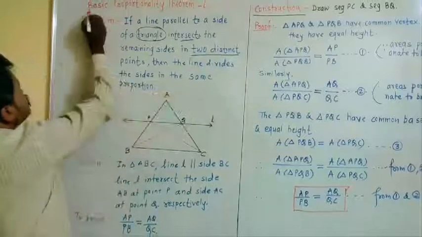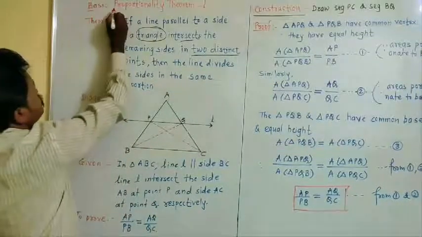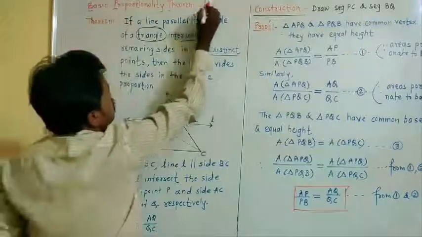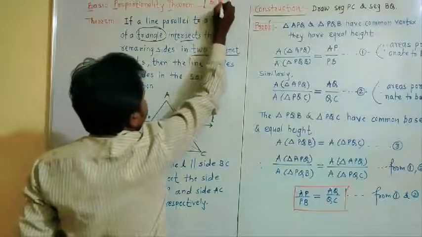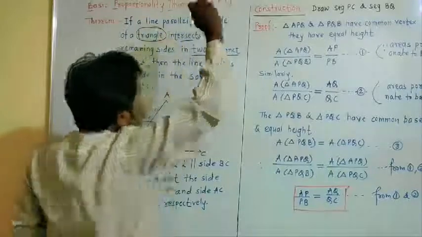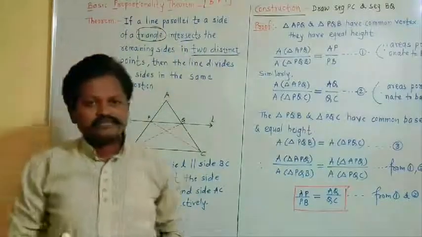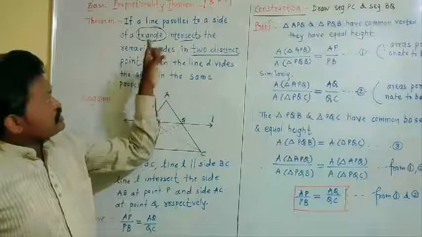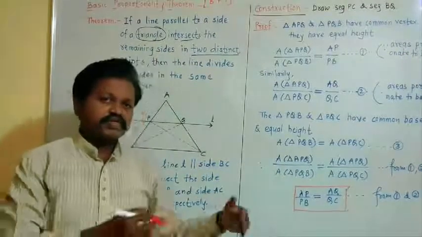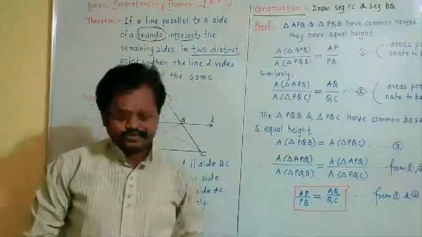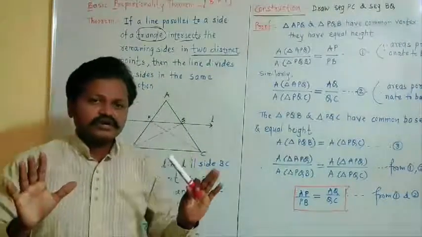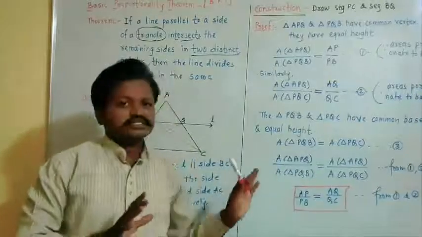You write in short here: basic B, proportionality P, and theorem T. So BPT. So as we proved here, the BPT theorem. Which theorem? BPT theorem. You write your statement of this again here, or you may write in short, hence theorem is proved. So I hope you understand this theorem.